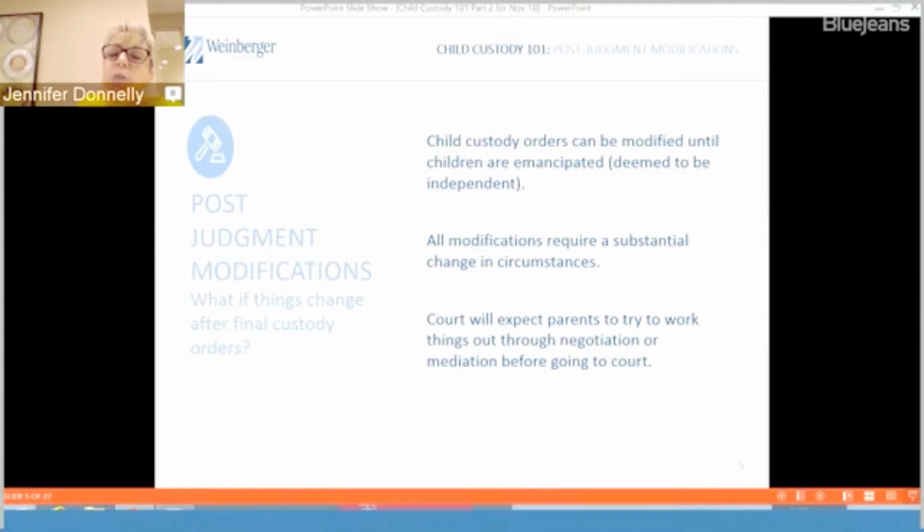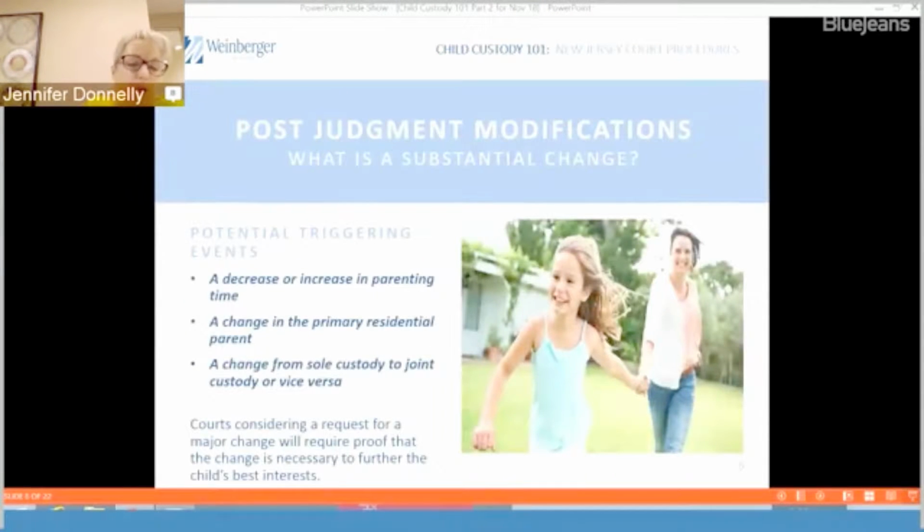All right, post-judgment changes. What is a substantial change? Well, again, there are some potential triggering events. It has to be substantial. As we just described a little bit a couple seconds ago, a decrease or an increase in parenting time. Perhaps there's actually been a change of the primary residential parent. The kid goes from one household to the other and is now living with the other parent full time. Or a change from sole custody to joint custody, or vice versa.